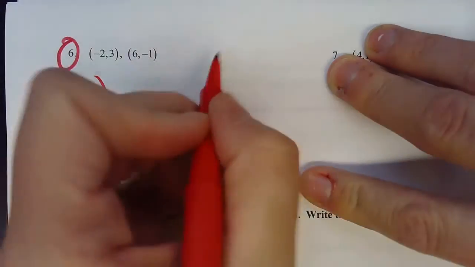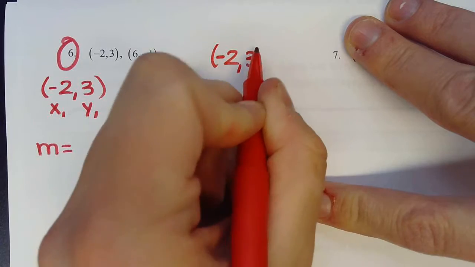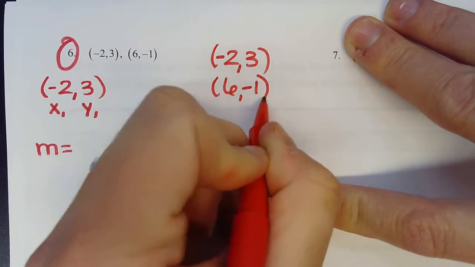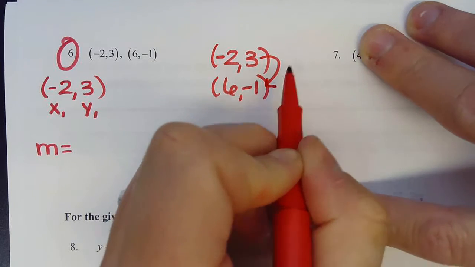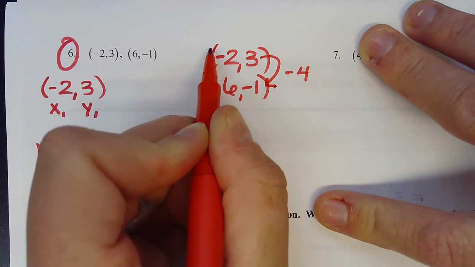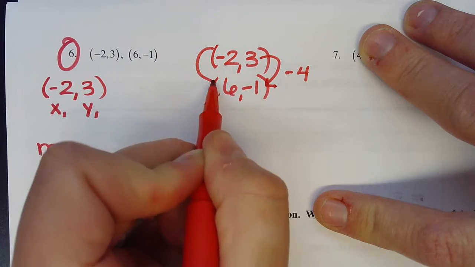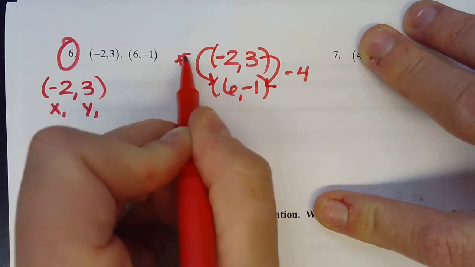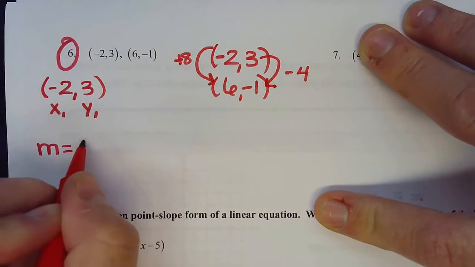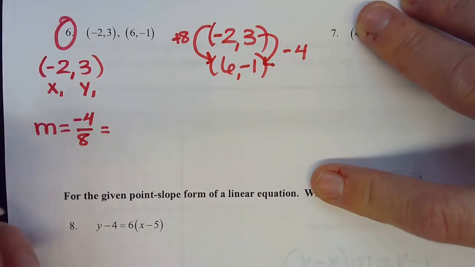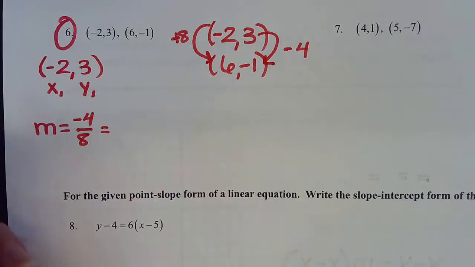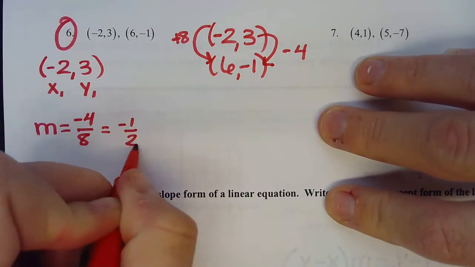So to figure out my slope, I stack my points. And I figure out, how do I go from 3 to -1? -4. How do you go from -2 to 6? Add 8. So then I do right over left. So I have -4 over 8, which reduces to -1/2.